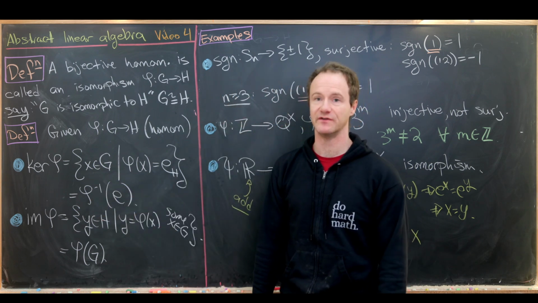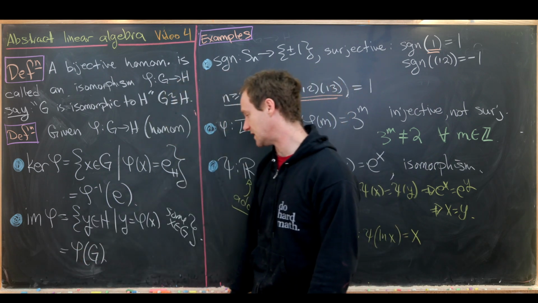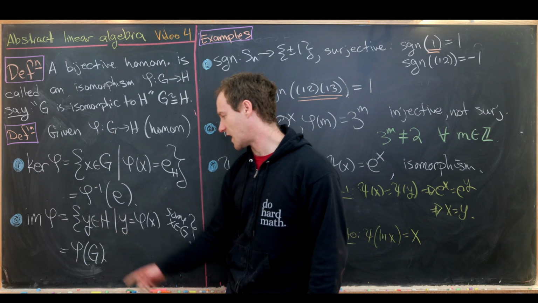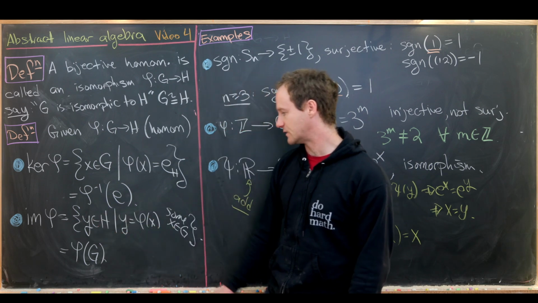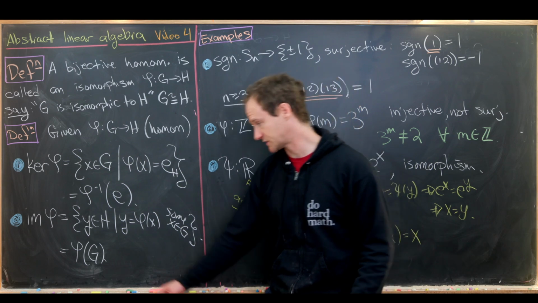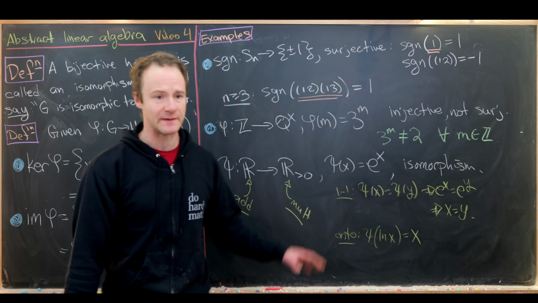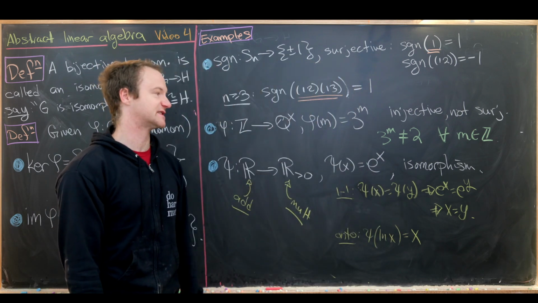That's using this notion of an inverse image. Next, the image of phi is going to be all elements y in H such that y is equal to phi of x for some x in G. So you could also write that as phi evaluated at the whole group G. Okay, so let's get rid of this and then we'll look at some examples.